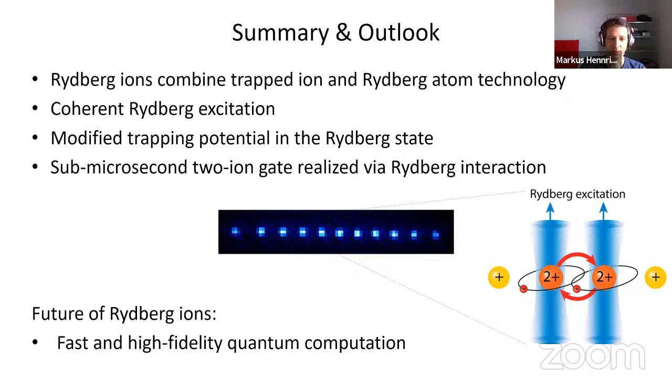We see all the modified trapping potential. So we think that motional interaction can also be really interesting to look at in Rydberg ions. Quite state-dependent motional forces and so on can be interesting to look at in these Rydberg ions. And I showed you our results on a sub-microsecond 2-ion gate realized via the Rydberg interaction. So it's a new method for entangling Rydberg trapped ions, and we think it's quite interesting also because it doesn't slow down in long ion crystals.